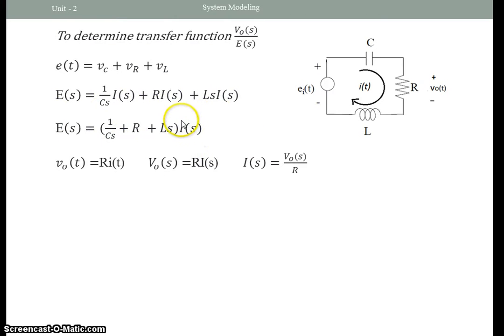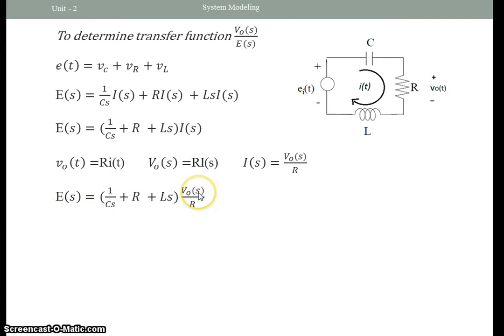We do not want I of s, instead we want V of s. So to do that, let us get the equivalent of V of t. V of t is just equal to the resistor times the current I of t. Converting this into its Laplace transform, we have V out of s is equal to R I of s, and solving for I of s, it will be V out of s over R, and this value can be replaced by this value, so we have this equation.